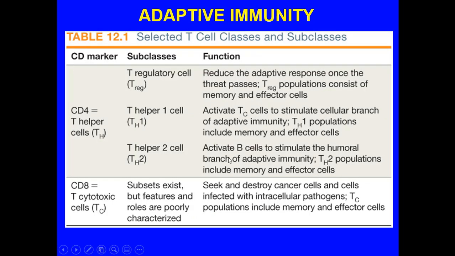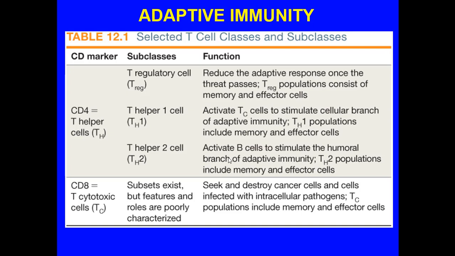Now, as you go through all of this, I know you're probably sitting there going, I've got to memorize all of this. Calm down. If you see the CD markers, CD4 helps identify T helper cells. And the subclasses are T regulatory, T helper 1, T helper 2. You can see the functions of each one, which to a point I've already spoken about. Then you have CD8s. The CD8 is the T cytotoxic cells.